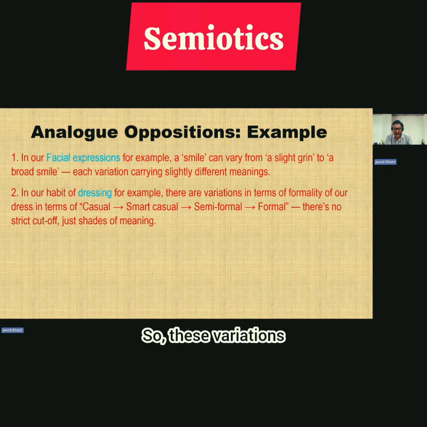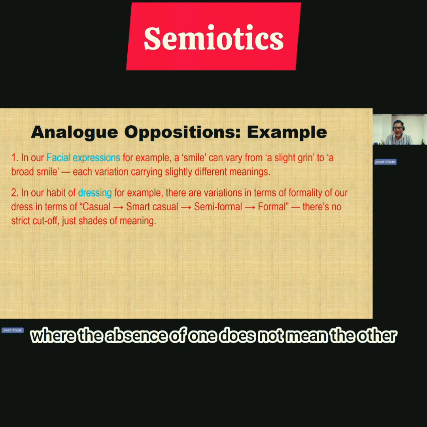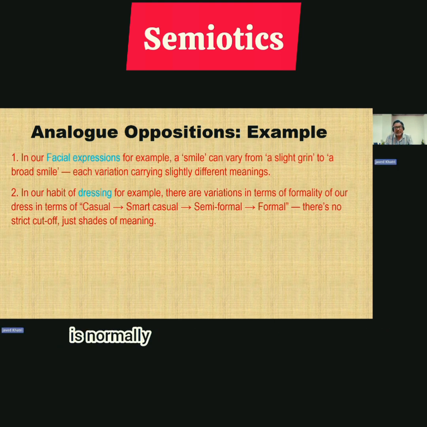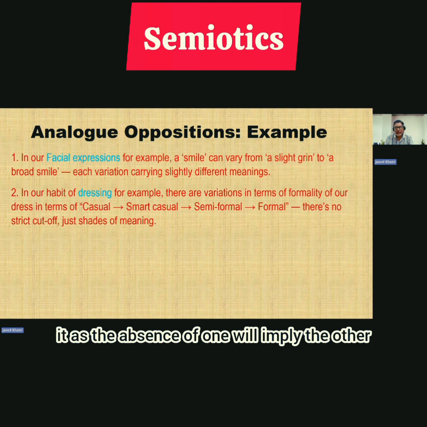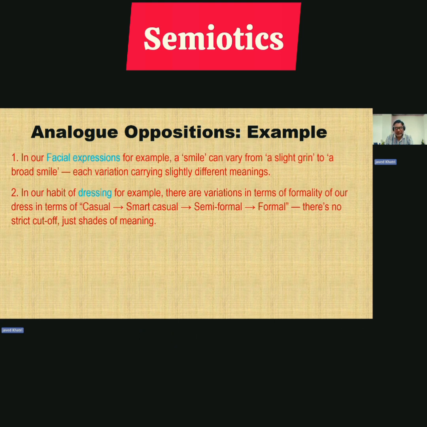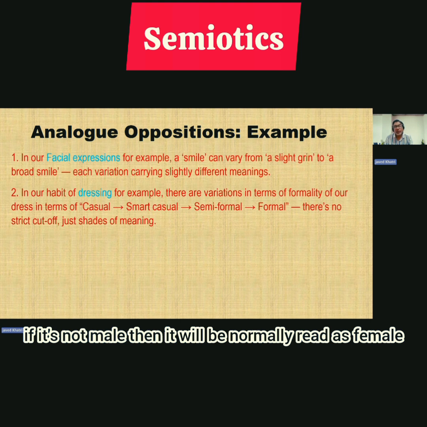So these variations, where the absence of one does not mean the other, are normally taken as analog oppositions, while in digital opposition, we normally read it as the absence of one will imply the other. For example, male versus female. So if it's not male, then it will normally be read as female.